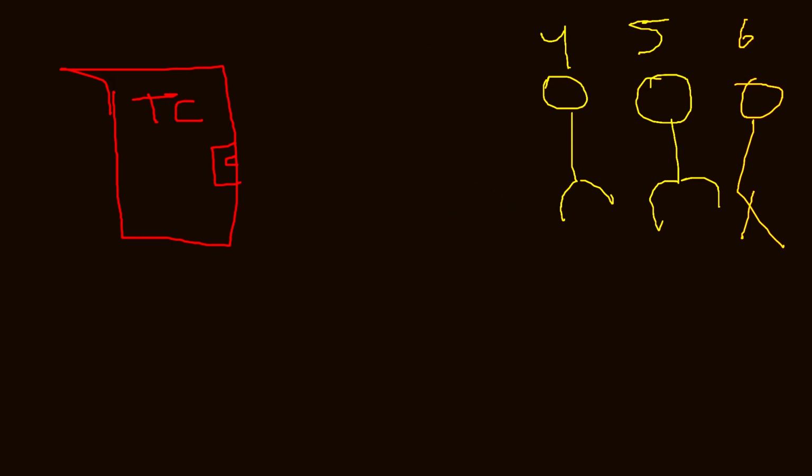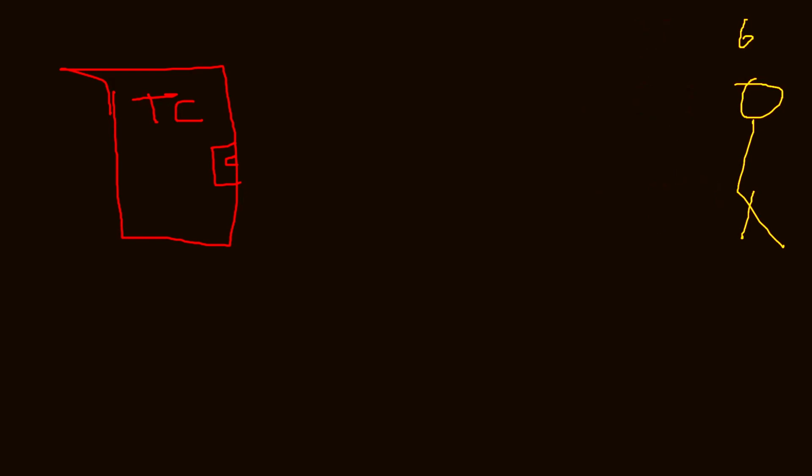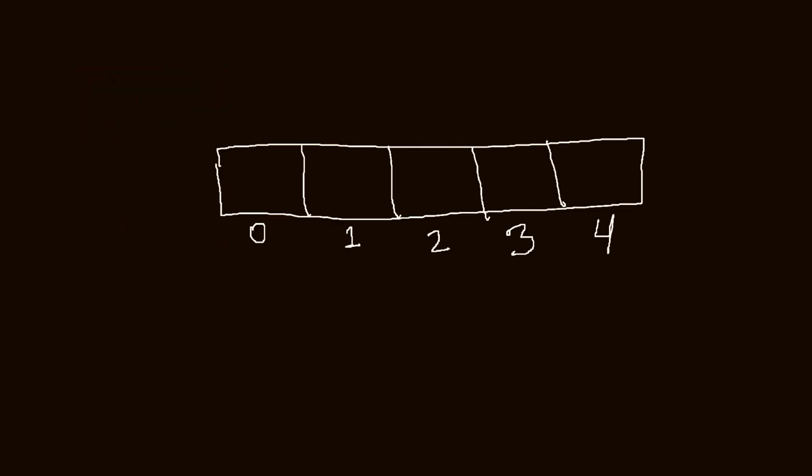Similarly, person 4 will buy the ticket, he'll move out of the queue. Person 5 will also take a ticket and will move out, and person 6 will also take a ticket and will move out from the queue. We can say that in the ticket counter there is no other person left to buy a ticket, right?